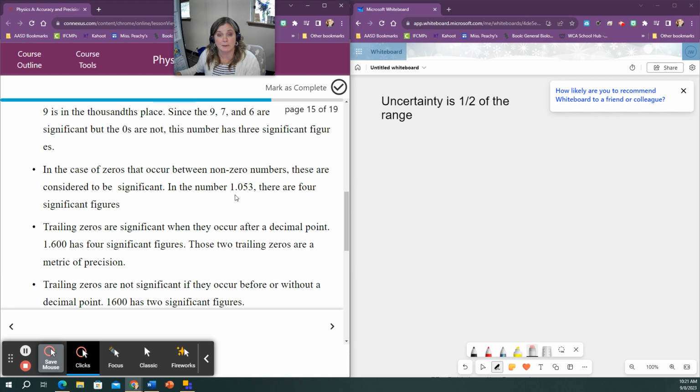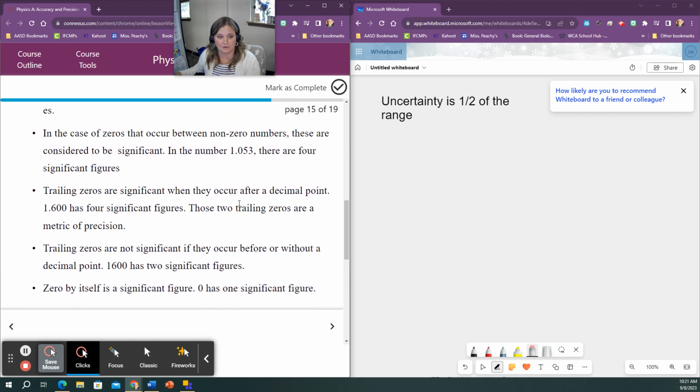If a 0 is popped in the middle of a number, then it is significant. So in this example of 1.053, the 0 is significant because it falls between numbers. Trailing zeros are significant only if they occur at the right of the decimal point.